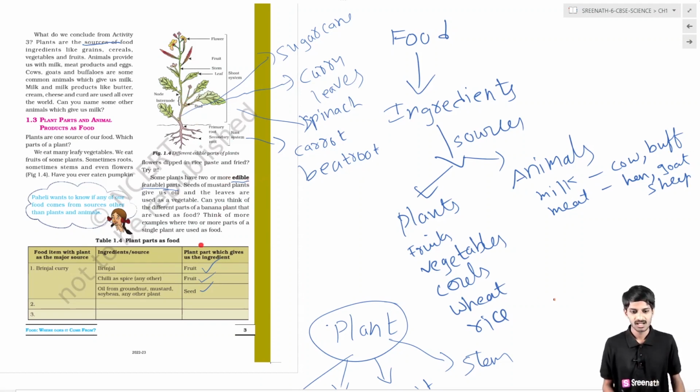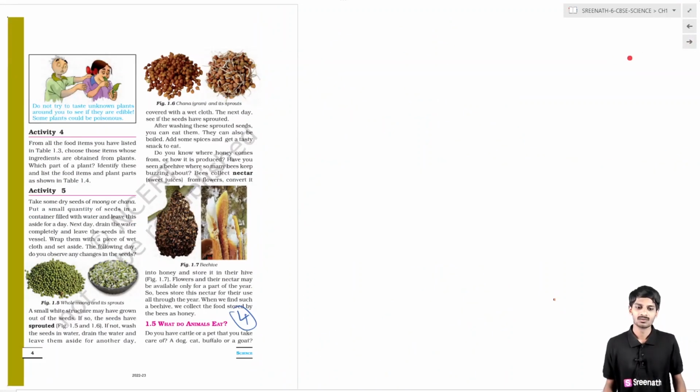Okay, now here are some activities you can do. Now I will tell you how to prepare sprouts, how to prepare mung or chana sprouts. These are chana and this is mung. The preparation method is the same for all seeds, whether it is chana or mung.